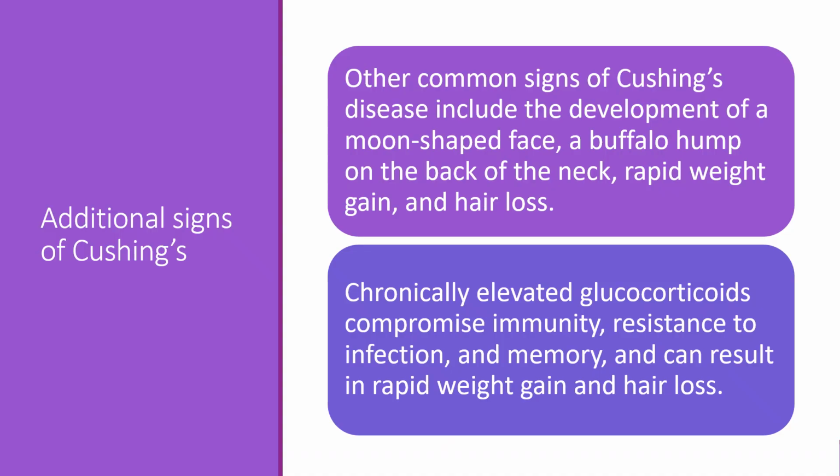Other symptoms of Cushing's include the development of a moon face, so your face gets very round, a buffalo hump on the back of the neck that I just mentioned, rapid weight gain and hair loss. Chronically elevated glucocorticoids compromise the immune system, leading to a resistance to infection and memory, and can result in rapid weight gain and hair loss. So this is when the hormone itself is out of control.